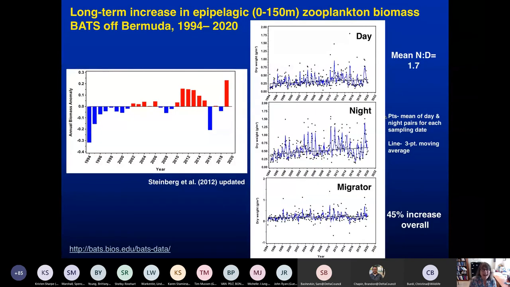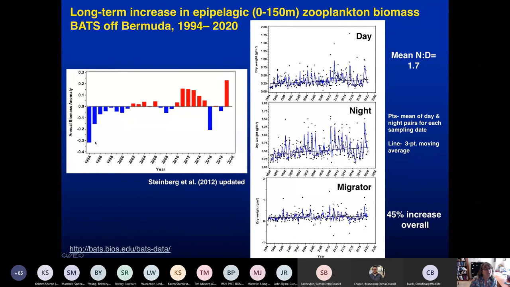So traveling now to a different ocean, over to the Atlantic, subtropical gyre. These are long-term time series data from the Bermuda Atlantic Time Series study off Bermuda. This is a deep ocean site. It's a biogeochemical time series that's been going on since 1988, and we've been doing zooplankton sampling there since 1994.